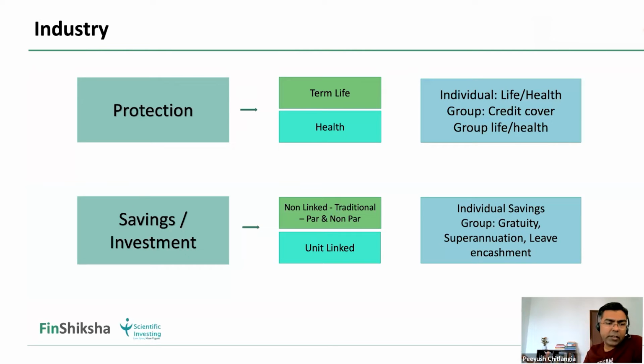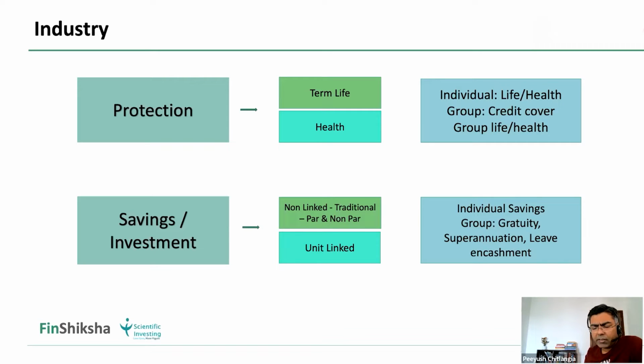On the other end is the set of products which club the savings and investment angle with it, where you are paying a premium. The premium is a combination of what you would have paid purely for the protection plus some money that is going to get invested on your behalf. At the end of the period, or in the case of the risk materializing, you will get the sum assured plus any investment returns that you've made. So it becomes a savings plus protection kind of product.